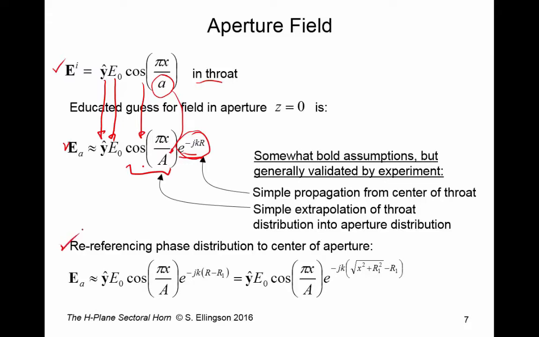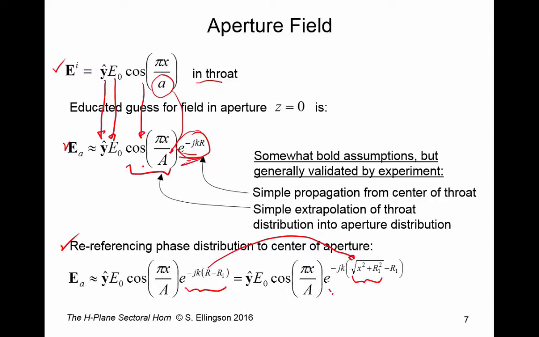So now let me do this trick. I'm going to re-reference the phase distribution to the center of the aperture. In other words, here it's kind of awkward because the zero phase point is in the throat, and I would prefer the zero phase point to be in the aperture. So all I'm going to do is take this phase factor and subtract off the distance from the throat to the center of the aperture. And then I'm going to note that I can rewrite this distance into the aperture as follows. R becomes the square root of x squared plus r1 squared.